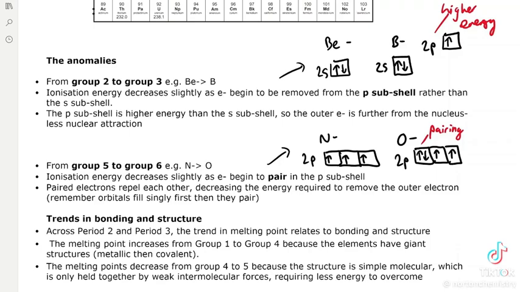And we need to remember that orbitals fill singly first, then they pair. So each orbital in the 2p subshell fills singly and there's no pairing of electrons, whereas in oxygen, you can see in the diagram, we have pairing of electrons in the orbital in the 2p subshell, and that pairing makes it easier for the atom to lose electrons and form a positive ion.